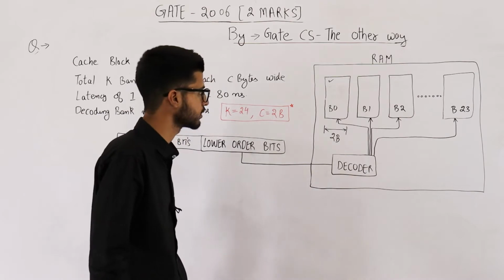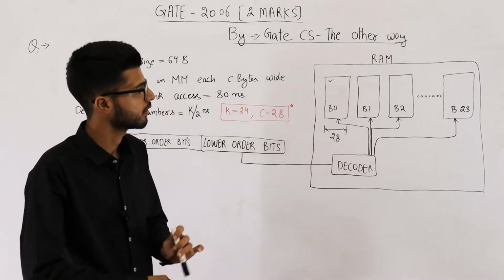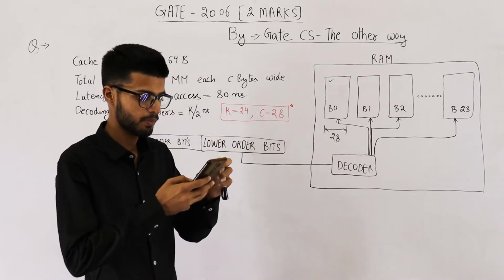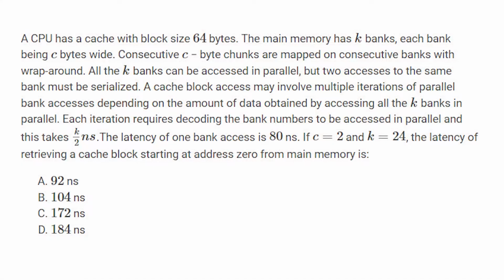Let's just read the statement, then we'll also find out the answer. A cache block access may involve multiple iterations of parallel bank accesses depending on amount of data obtained by accessing all k banks in parallel. Each iteration requires decoding the bank numbers to be accessed in parallel and this takes k by 2 nanoseconds. The latency of one bank access is 80 nanoseconds.